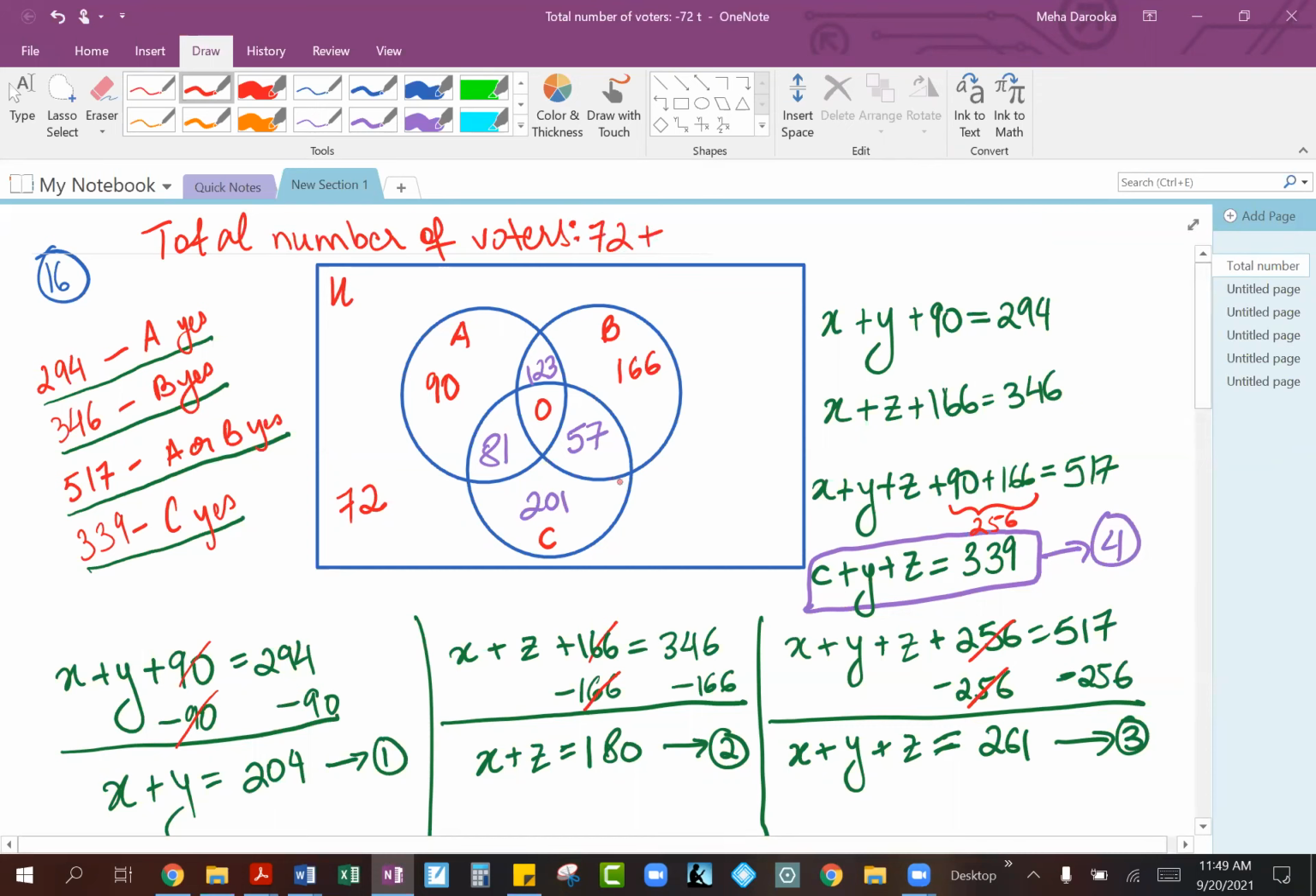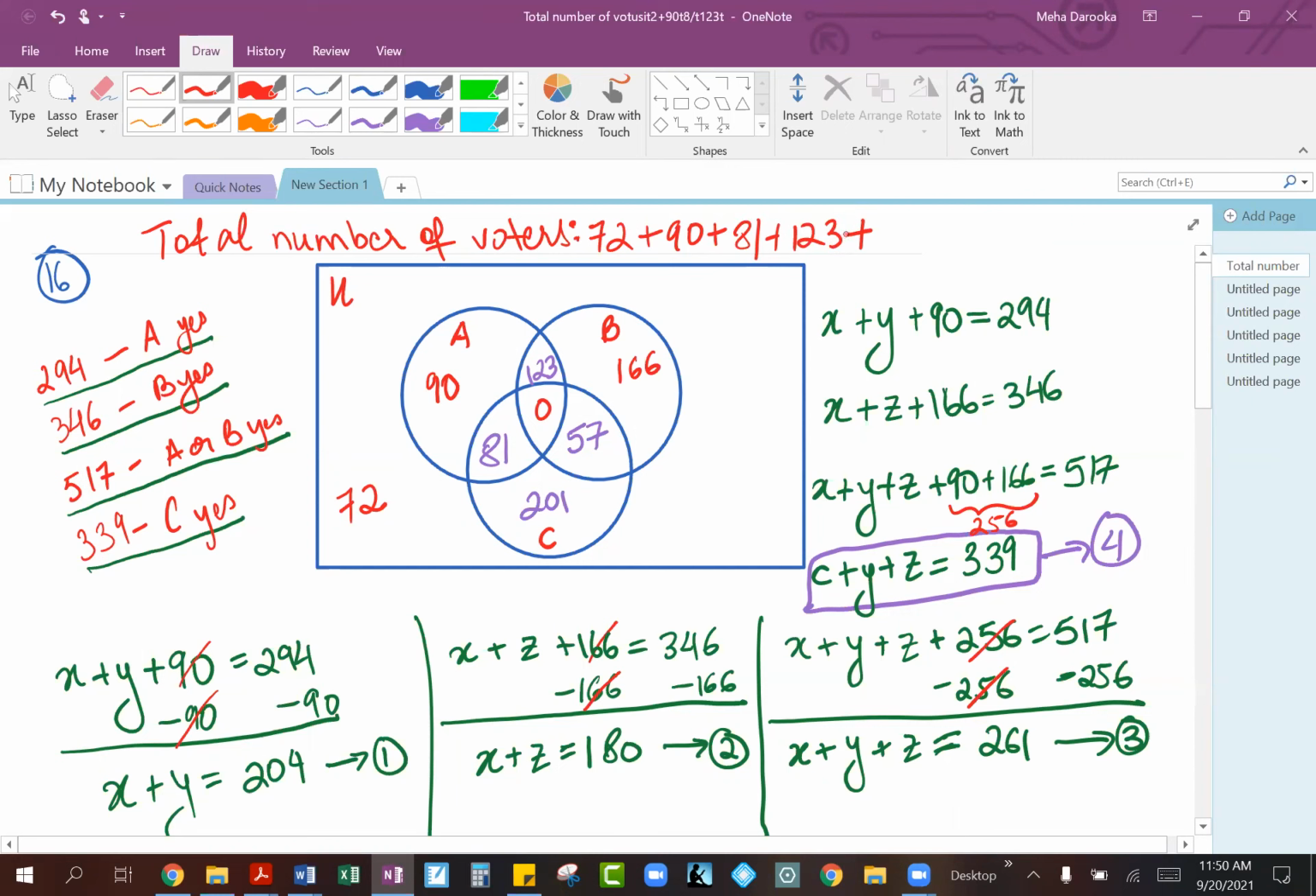So that will be the 72 on the outside. And then take all the circles. Now, remember, be careful about using these 294, 346, 517, or 339, because they have overlapping regions in them. So you don't want to count the voters twice or three times over. What I do is look at all the individual numbers. Let's start with circle A. We've got 90. Then we have the 81 and the 123 in the overlapping areas. Of course, we don't need to count the 0.